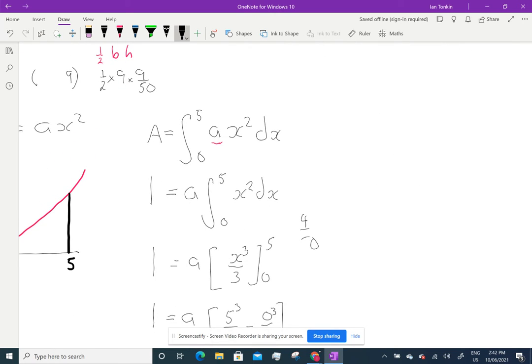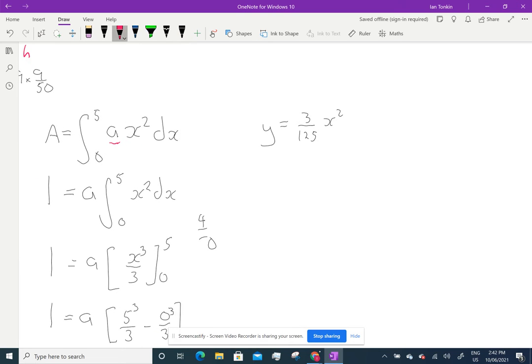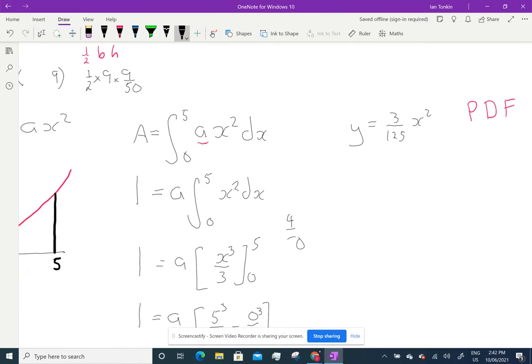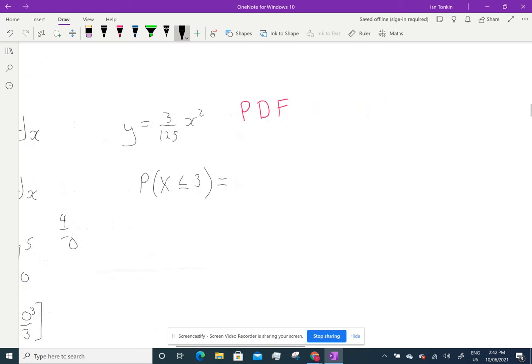Once I've got that, my y equals 3 on 125 x squared. That's what we're doing. That is a probability density function. And off we go. We start answering the questions. Find the probability of x less than 3. So the probability of x being a value less than 3 in this function.